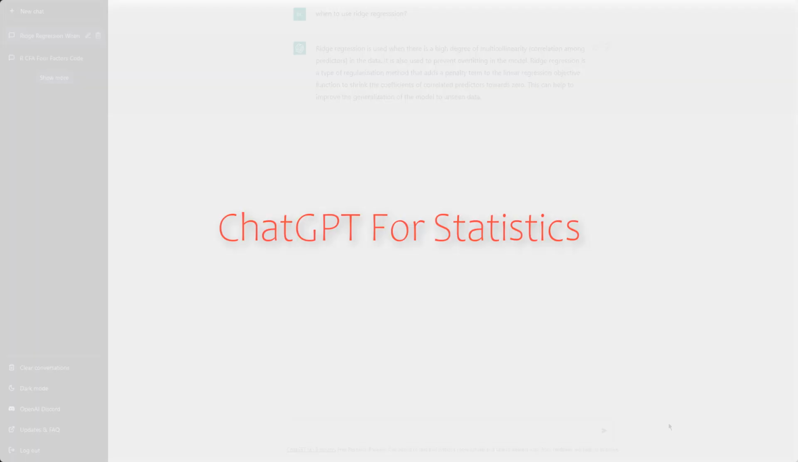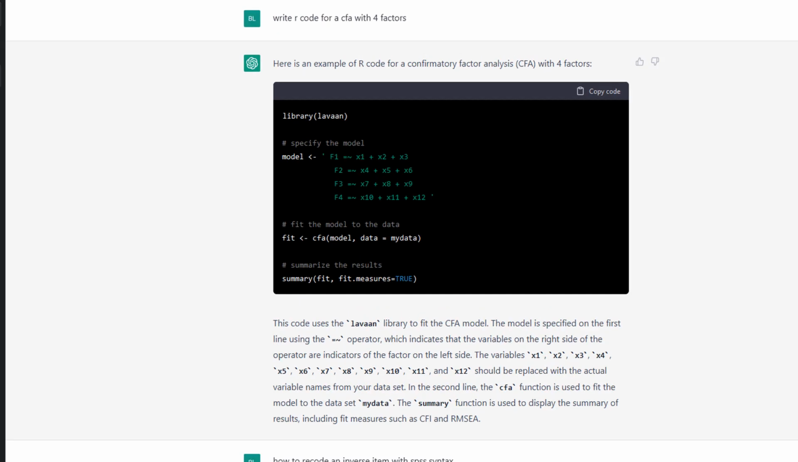So now let's look at some examples that can be helpful when researching statistics. ChatGPT can be very useful when you want to write R code and you don't know which package and which function to use. So in this example, write R code for, and then you put in what you want to accomplish with R. In this case, for a CFA, for a confirmatory factor analysis with four factors.